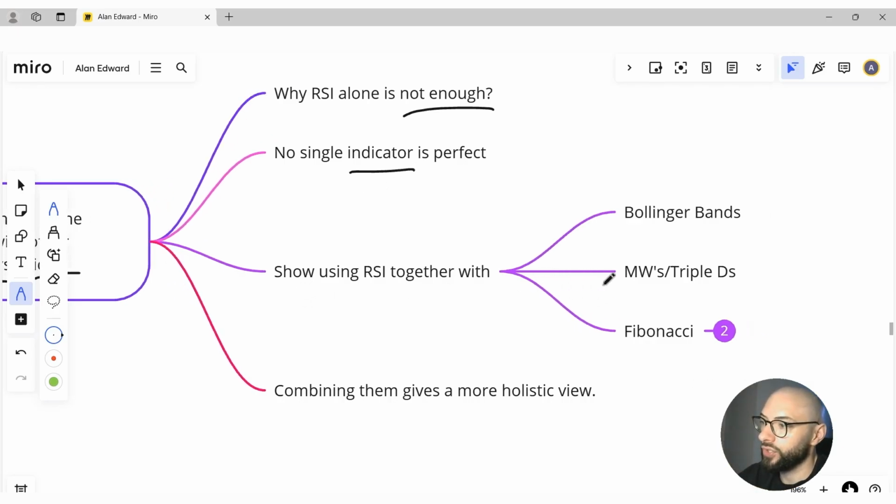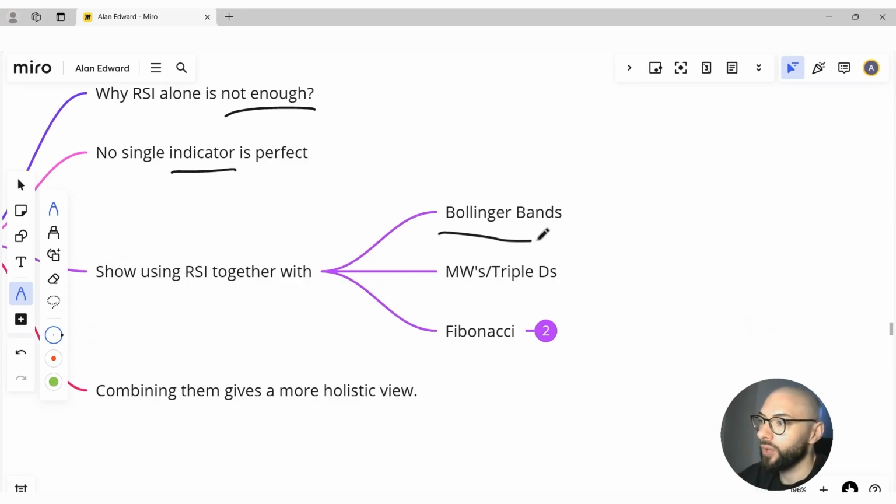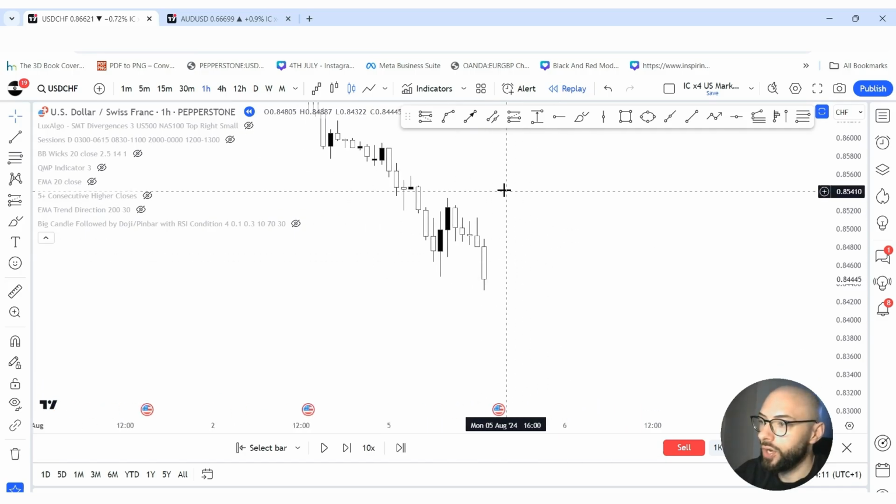What I'm going to show you in a minute on the charts is you can combine it with Bollinger Bands, MWs, triple divergences and Fibonacci's. And what this can do is increase the signal. So here we are on the chart. I'm going to combine the MW and triple divergences and Bollinger Bands, and show you how it works.